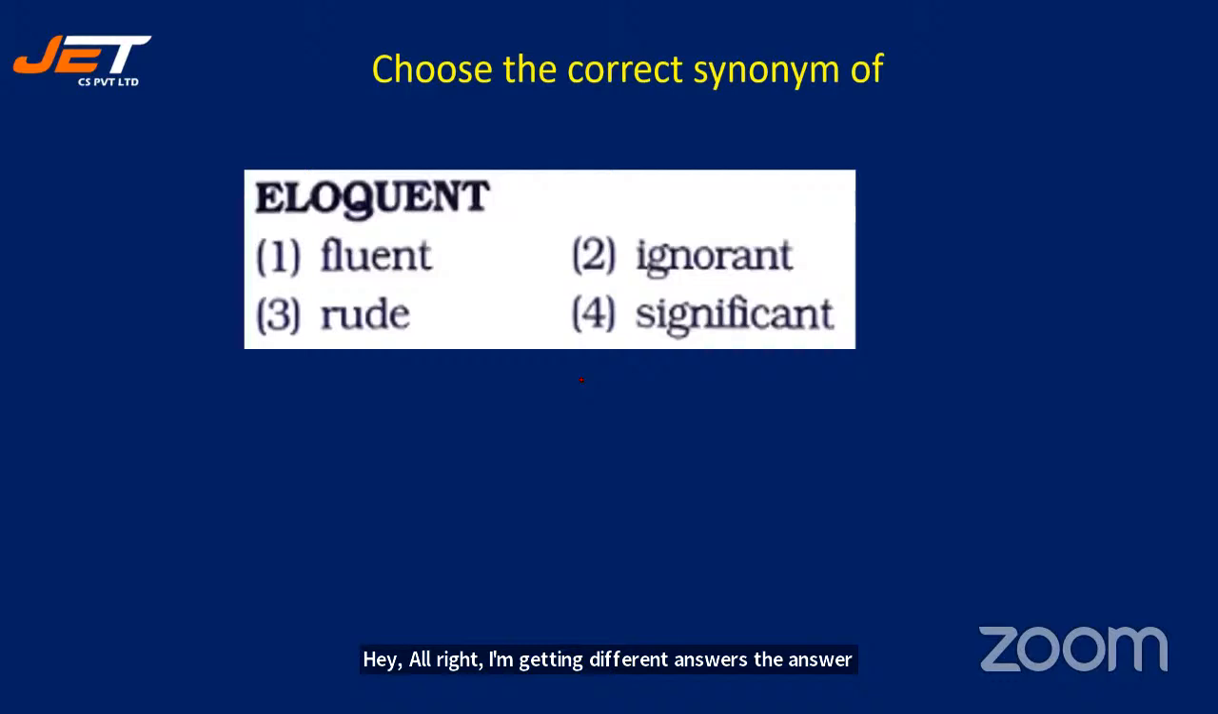See the next question. Eloquent. The synonym of eloquent is fluent, ignorant, rude, or is it significant? All right. So let me see the chat box. Many says option Chaitanya, Nishita, Teja, Raki, 2, 3, 4. Different answers are coming. Let me see. The answer is 1, fluent.